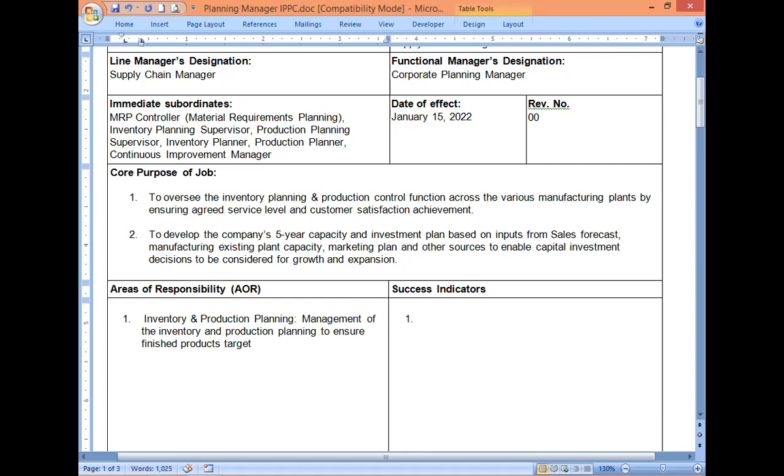Target volume of sales. There's no N. Okay. Management of the inventory and production planning to ensure finished products target volume of sales is achieved, and manufacturing plants are effectively utilized, right?